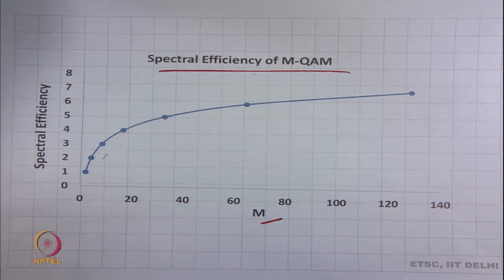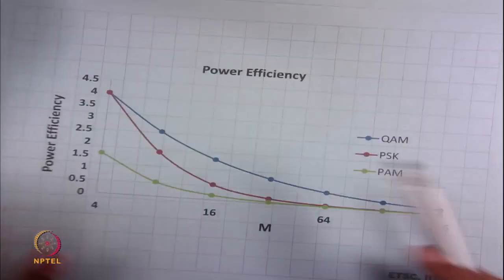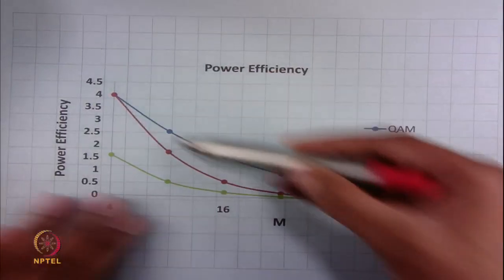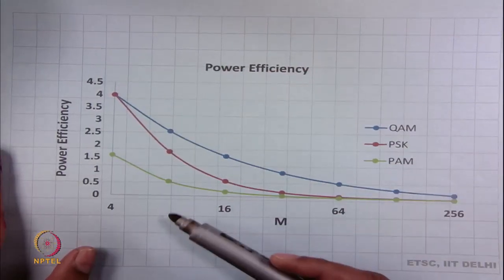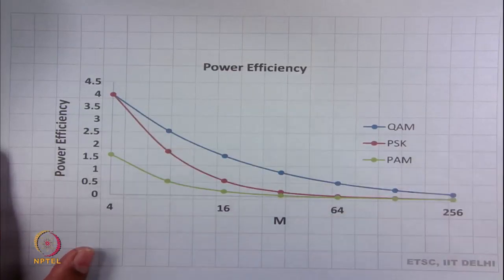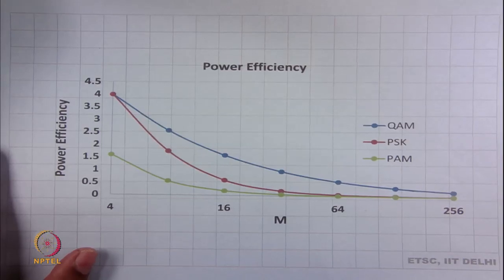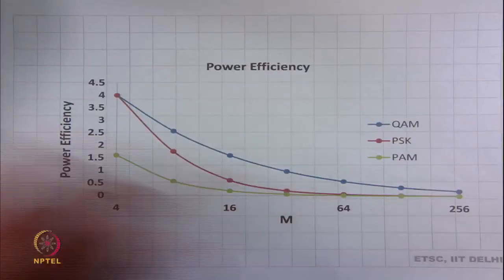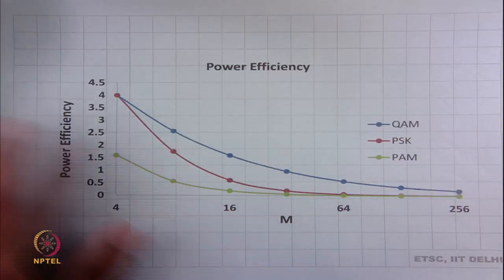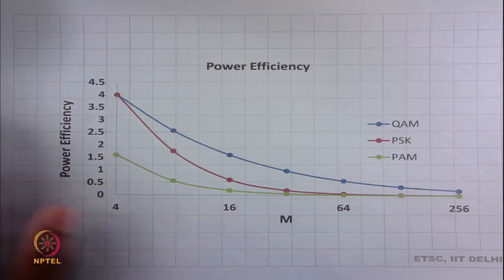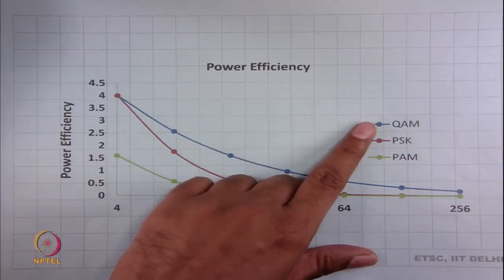But as soon as I increase this M, what happens in terms of power efficiency? Power efficiency starts to decrease. So, power efficiency of QAM, PSK and PAM, all these modulation schemes, decreases as you increase M. Of course, for QAM the decrease is not so much as in the case of PAM or PSK, and thus we like to use QAM.